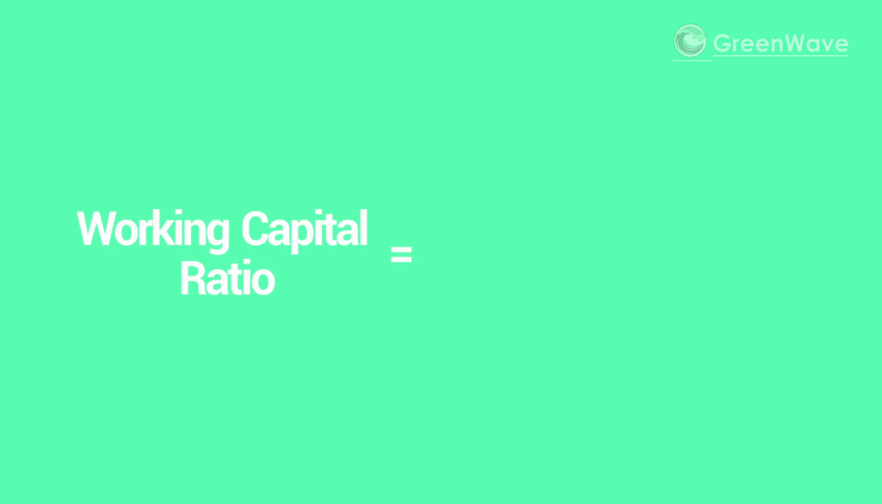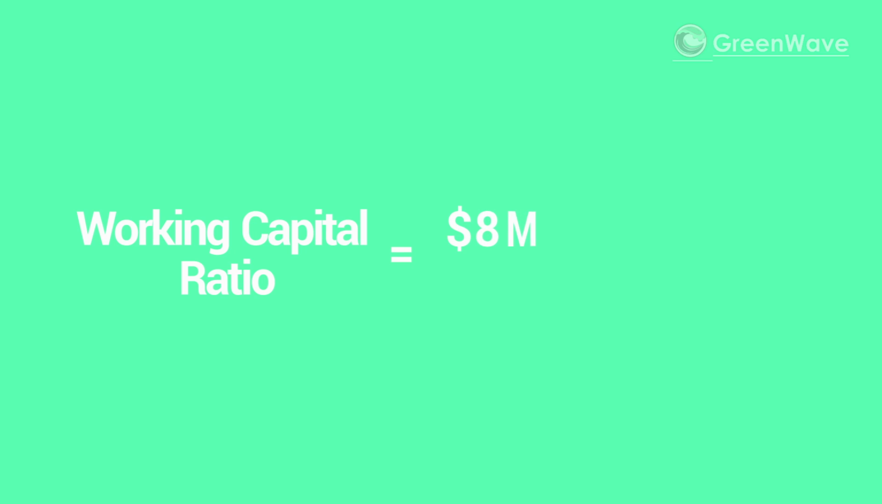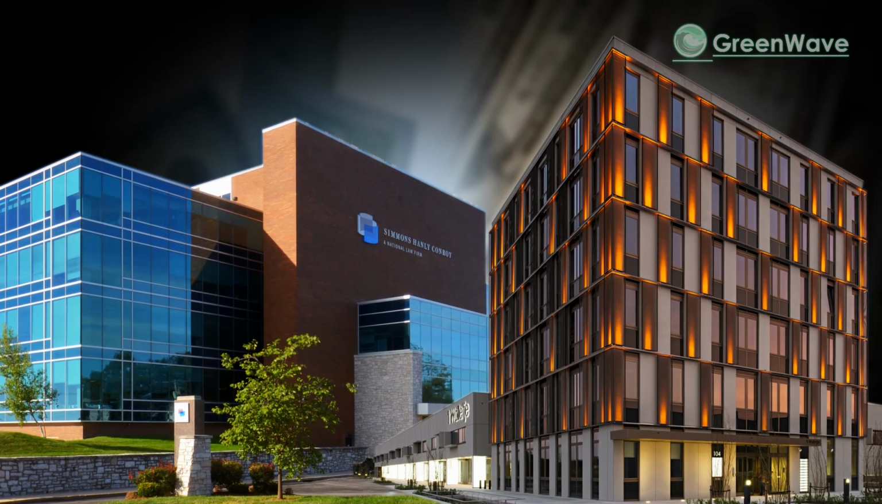The working capital ratio is calculated by dividing current assets by current liabilities. For instance, let's say that company X has current assets of $8 million and current liabilities of $4 million. The working capital ratio is 2 because 8 million divided by 4 million equals 2. That would be an indication of healthy short-term liquidity.